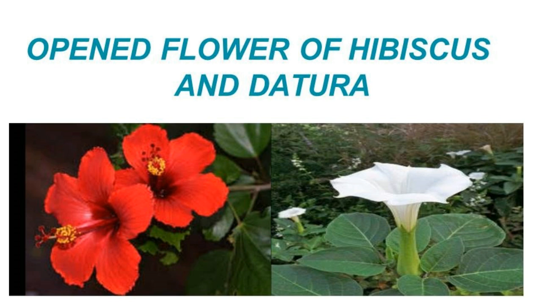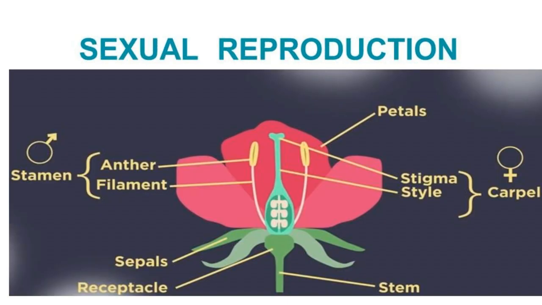Each of these green-like structures present as the outermost layer is called sepal. This outermost ring of sepals is known as calyx. Sexual reproduction in plants: you can see the plant parts. We took a hibiscus flower and some of the parts are there. The male part of the flower is the anther and filament, and the female part of the flower is the stigma, style, and ovary. The male part of the flower is called androecium and the female part is gynoecium.